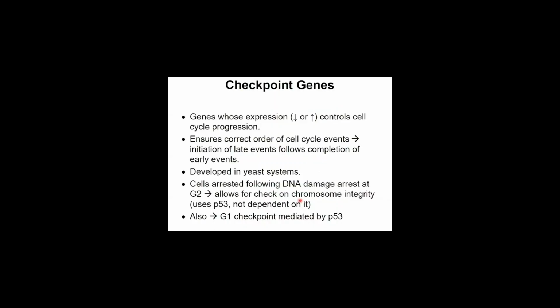So therefore, we've defined these things called checkpoint genes. Their expression going up or down controls cell cycle progression. It ensures the correct order of the events that occur during the cell cycle. And it was first identified in yeast and then applied to humans. As I said already, the G2 checkpoint is probably the most important, and the secondary one is the G1 checkpoint. G1 is mediated almost exclusively by P53, whereas P53 is used in the G2 checkpoint, but not essential for it.